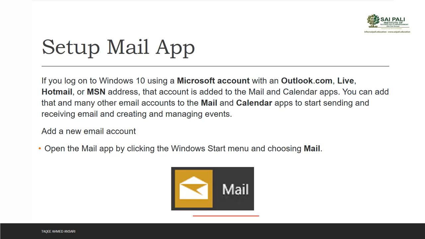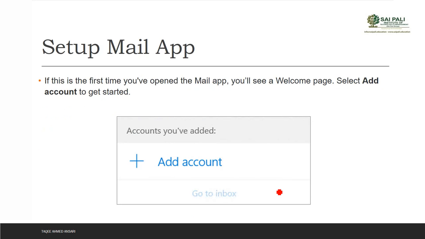Choose the Mail app from there, and when you select this, the first time it will open. If you have not configured any Microsoft account in your Windows 10, maybe you can configure it in Windows settings also. When you install Windows 10, it will ask you to log in with your Microsoft account. If you have logged in there, then you can use that account here also.